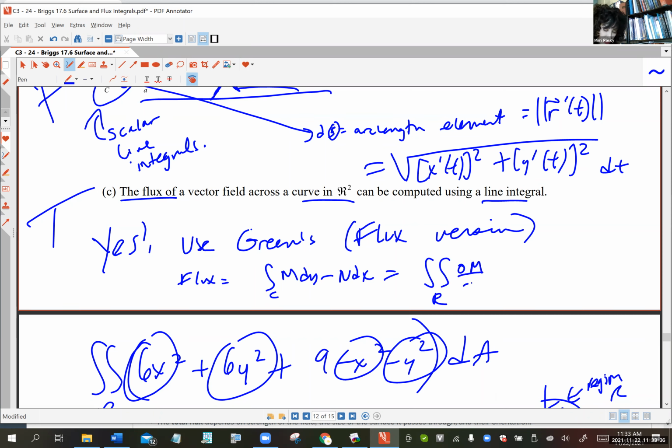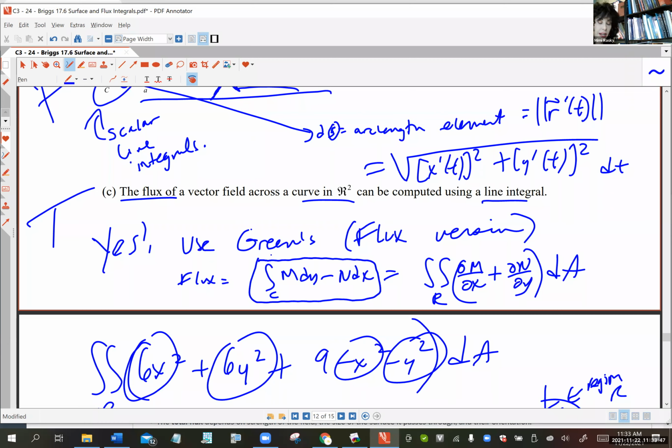we were able to do Green's here. It's a closed curve, and you could do that. All right. If you didn't have a closed curve, then you would use this line integral, and you'd have to parameterize and do all the substitutions and everything, but you still could get the flux across a curve.